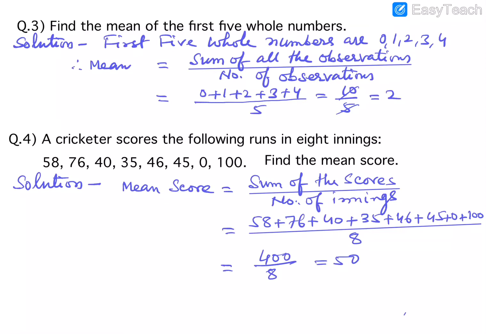58, 76, 40 and so on. Find the mean score. Therefore, mean score is equal to sum of all the scores upon number of innings, which is 8. Sum of the scores is 58 plus 76 plus 40 plus 35 and up to 100, and their total is 400. This total is to be divided by 8. So we get 50 as the mean score.